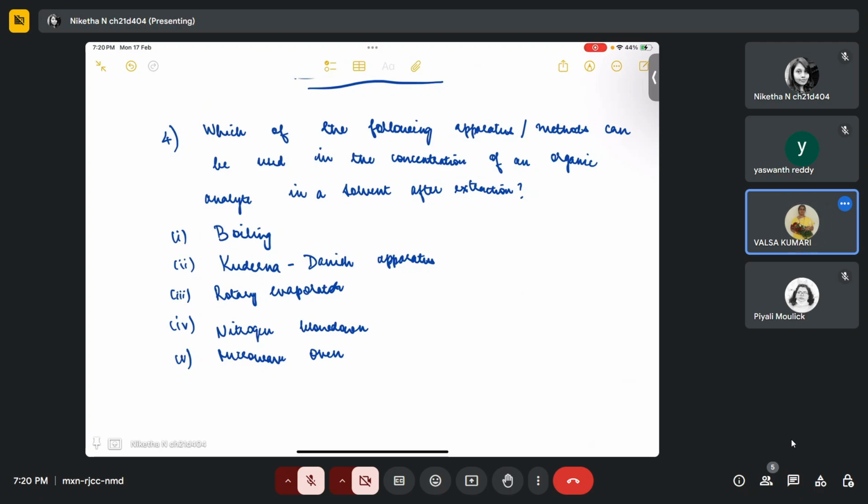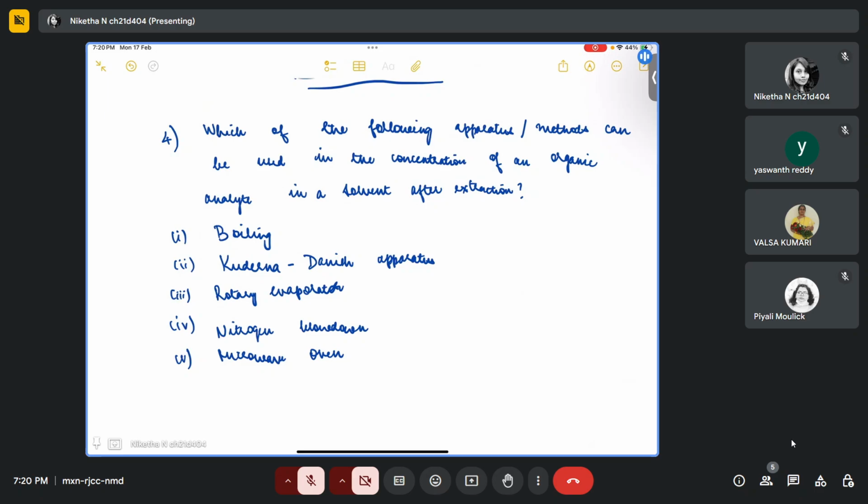Yes. So, if you have a volatile sample, will you prefer to boil it? We can use boiling for a volatile sample? What will happen if we boil it? That's not suitable. Why is it not suitable? The analyte also vaporizes along with the liquid.